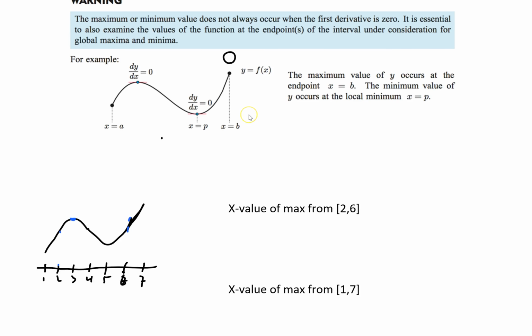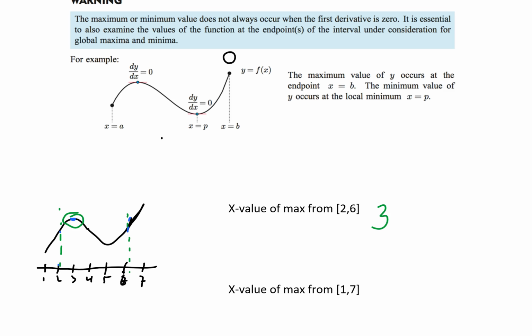So let's look at this example right here. Let's find the x value of the maximum from 2 to 6. So again, notice this is from 2 to 6. So on my little graph right here, I'm only going from 2 to 6. Well, the max would be right here, so at 3.